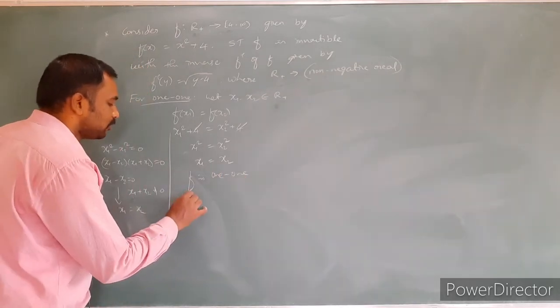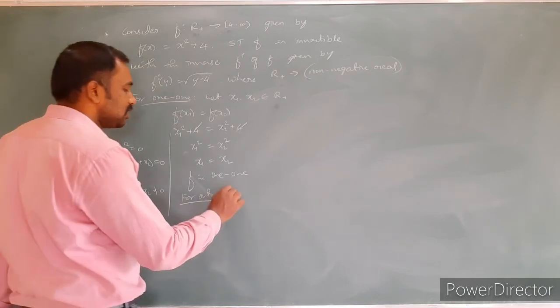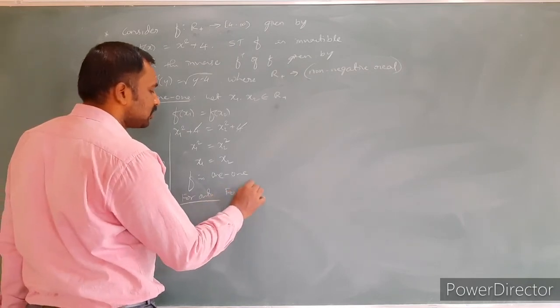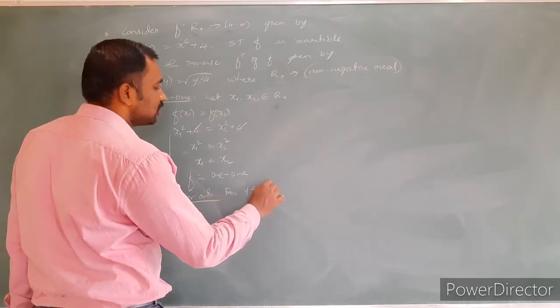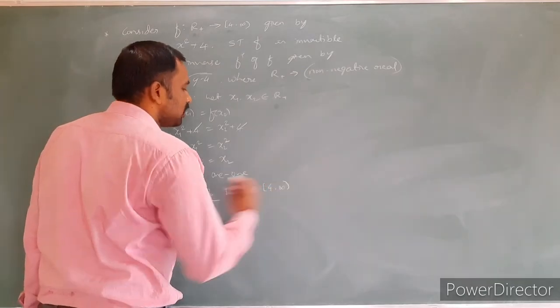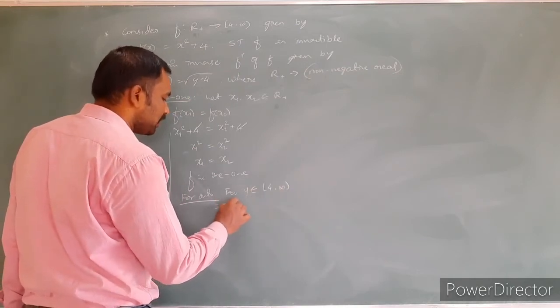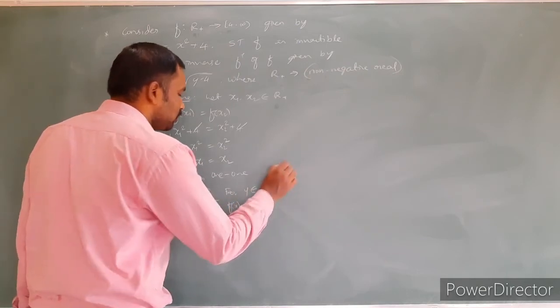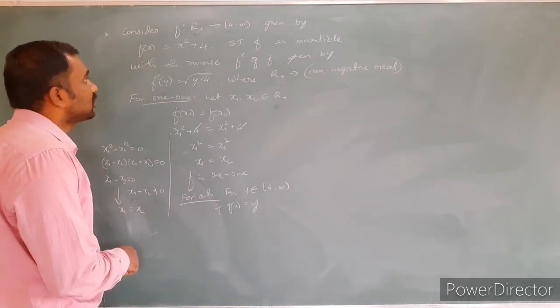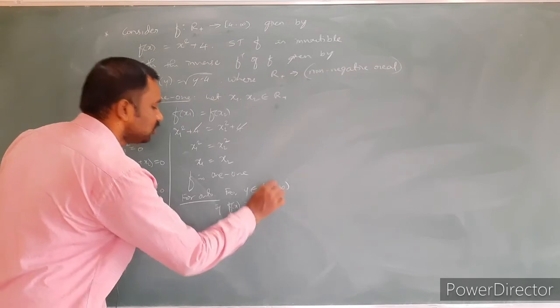Now go for onto. What is onto? Onto means for any element y belonging to the codomain set. What is the codomain set? 4 to infinity. Then such that if f of x is equal to y, what will we get? f of x is nothing but x square plus 4 is equal to y.